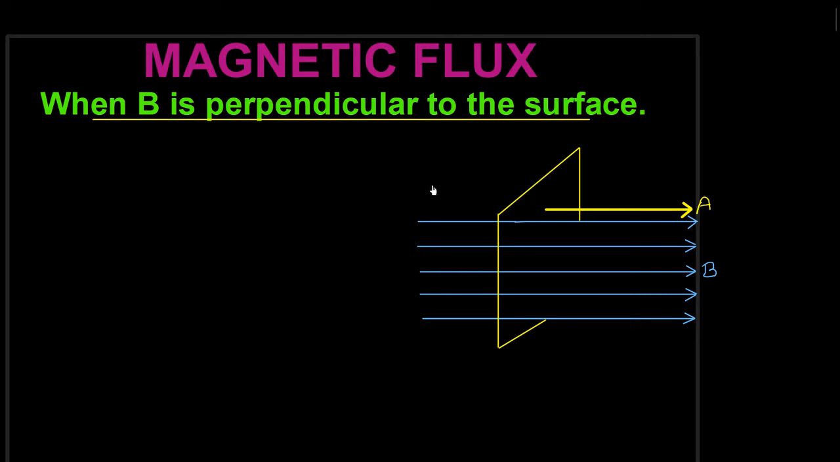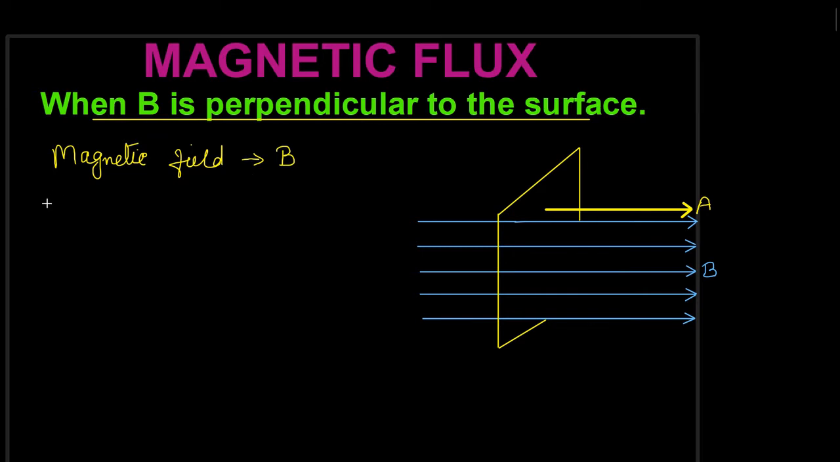What is the difference between magnetic field and magnetic flux? Magnetic field is the total normal magnetic field lines crossing normally through unit area, and magnetic field is represented by B.